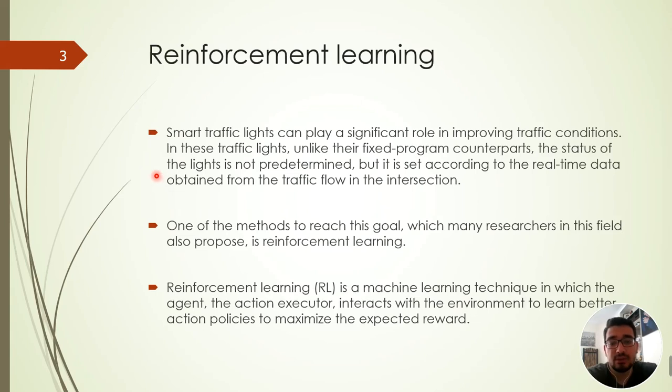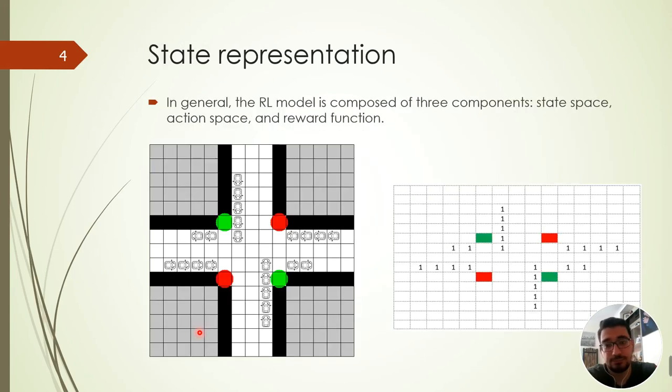Our goal is to use smart traffic lights. In these lights, the status of the traffic light is set based on the real-time data obtained from the current traffic flow at the intersection. One of the methods to reach this goal, which many researchers also propose, is reinforcement learning. In reinforcement learning, there exists an agent that interacts with the environment to learn better action policies to maximize the objective reward function in the long run through trial and error.